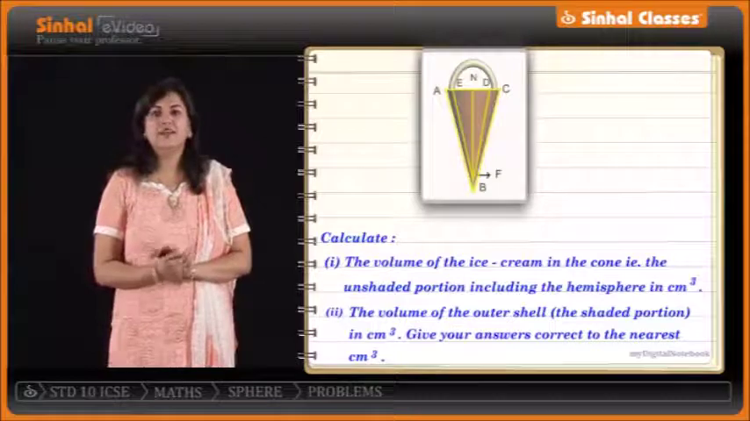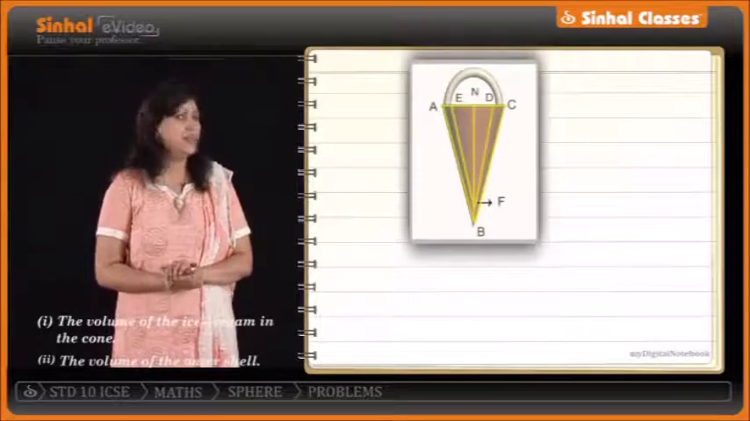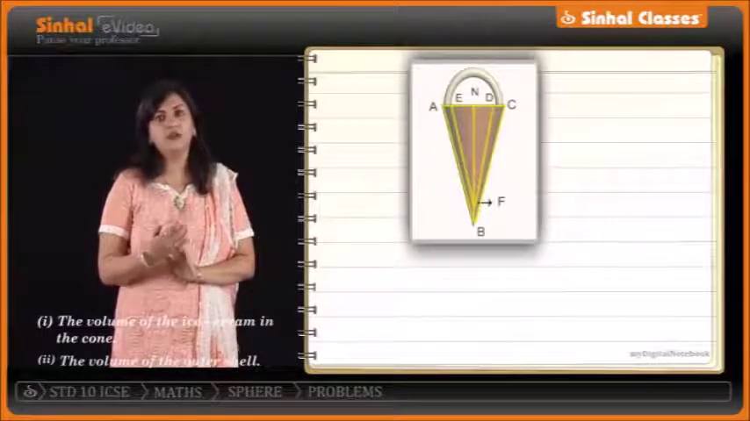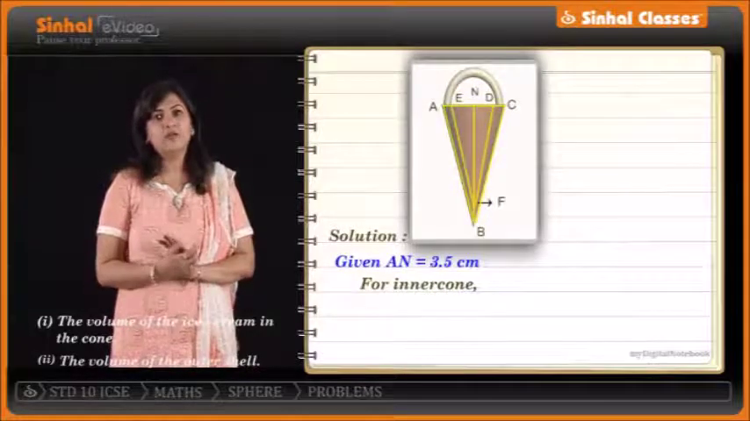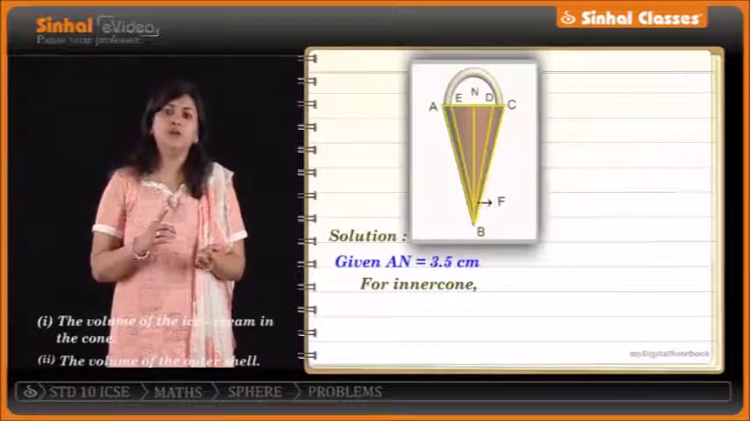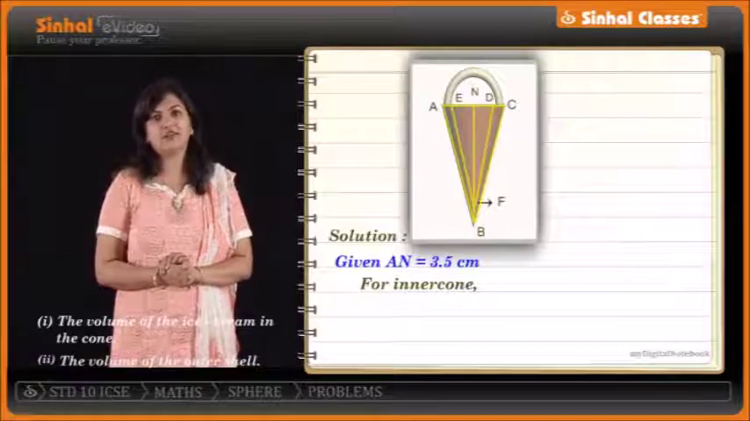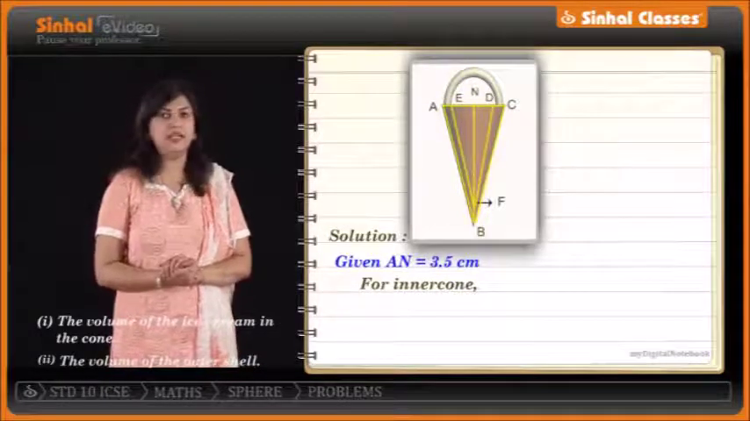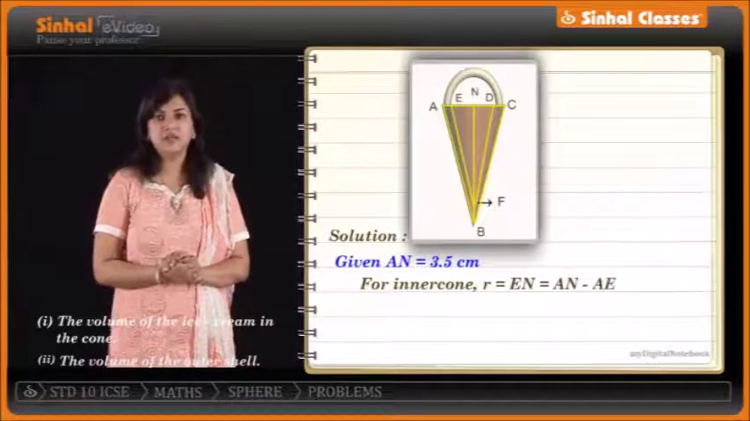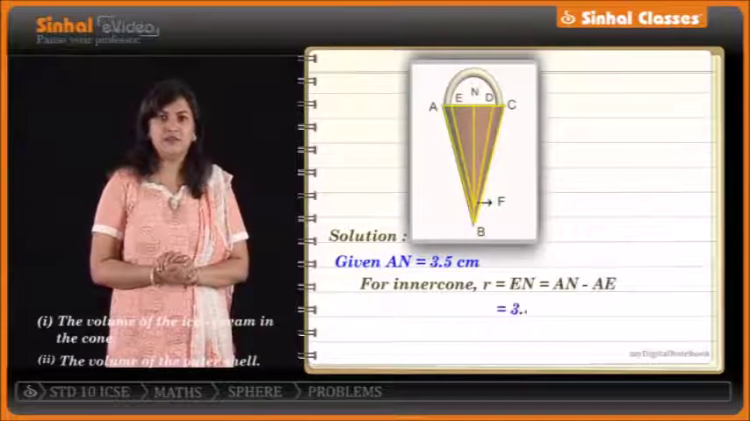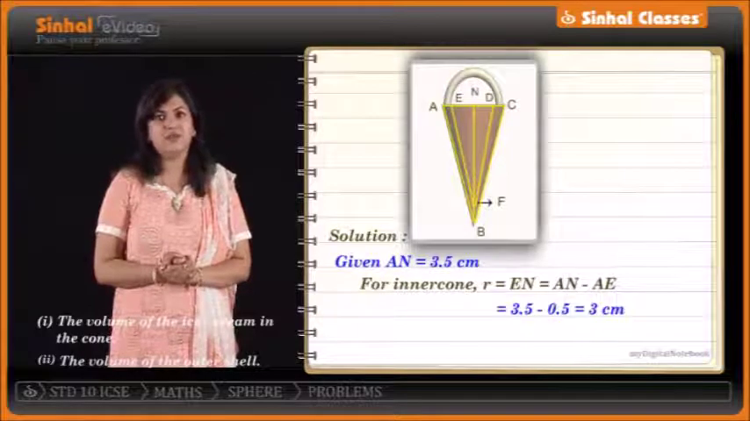Now in this sum, first of all, in the figure, let us mark the point N as shown. Now we are asked to find the volume of the ice cream cone, that is the volume of the inner cone. Now we don't know the radius of the inner cone, nor do we know the height of the inner cone. So let's first find the radius of the inner cone. Radius will be EN, that is AN minus AE, that is equal to 3.5 minus 0.5, which is 3 centimeter. So now we know the radius of the inner cone.